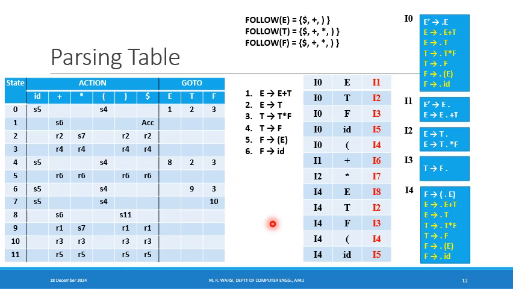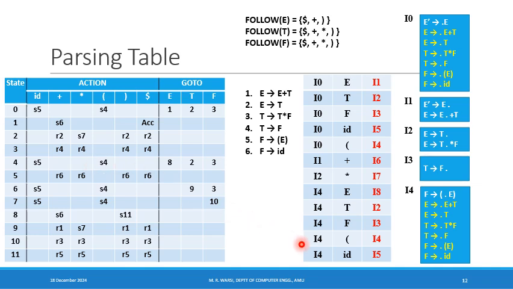Let's now look at the next transition from state number 4. From state number 4 on opening bracket, we remain in state number 4. Now this is a transition on the terminal symbol. So 4 comma opening bracket will be marked as shift 4, and you can see here that this entry is marked as S4.